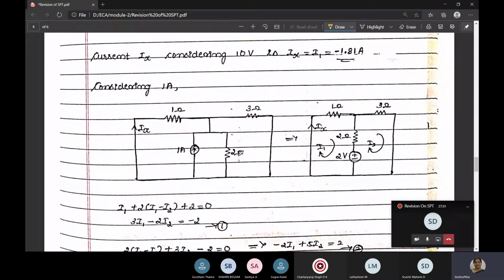Since it is a current source with a parallel resistor, it will be very convenient if you convert it into a voltage source with a series resistor. This 2 ohms will come in series with it when you do source transformation. So we'll have only two loops, I1 and I2. Just write the loop equations and you can find I1 and I2, and whatever I1 you get will be the Ix. You can also go with mesh analysis other than doing source transformation.